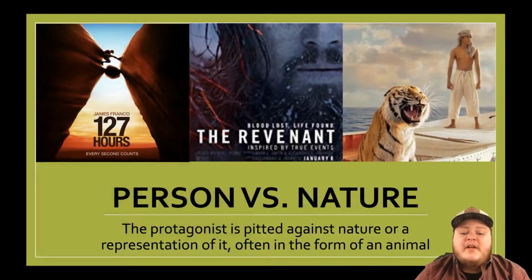Person versus nature is often similar to person versus fate, but the difference is that it's going to be an animal or a natural event that is the problem. So 127 Hours is a person climbing and a boulder crushes his arm and he needs to cut his arm off. In The Revenant, he has to fight not only natural elements like the snow and winter, but also animals like a bear. And Life of Pi has, again, a person stranded in the middle of the ocean and storms arrive and he has to fight nature in that way, but also there's an actual literal lion that he has to combat.